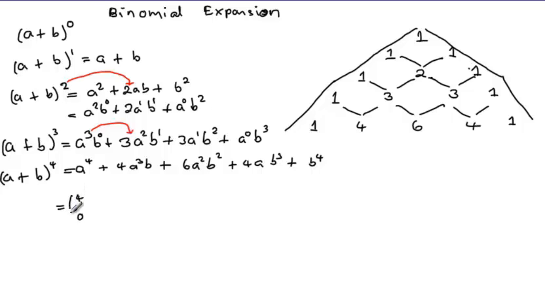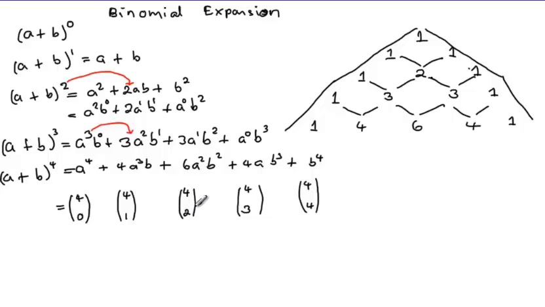In other words, in that power 4 expression, for this one I choose 0. This one is 4 choose 1. And the next one is 4 choose 2. And the next one is 4 choose 3. And this one is 4 choose 4.